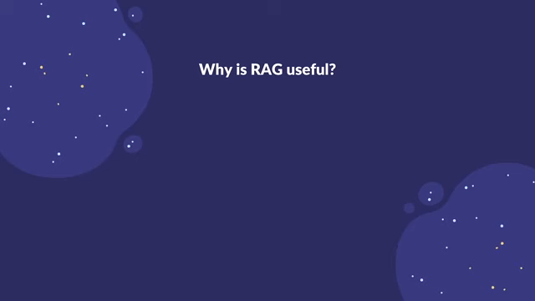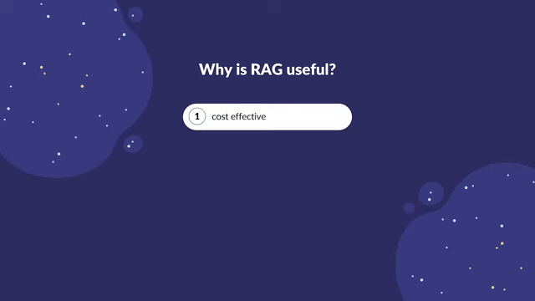Large language models are trained on huge amounts of data and use billions of parameters to generate outputs for tasks like answering questions, completing sentences, and so much more. By using RAG, you are essentially extending the power of an LLM without needing to retrain it. But why is this useful? Well, it's cost-effective for one.